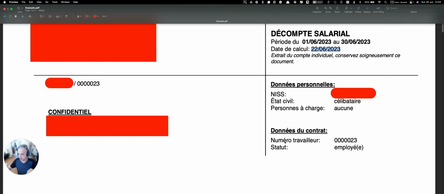You also have the employment status of the person. So this person is an employee. There are obviously different options here. Employee, it can be a blue collar, it can be a civil servant, it can be a self-employed. So here we are talking about an employee.